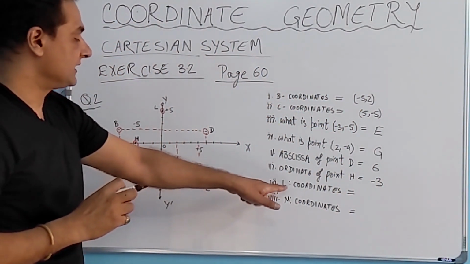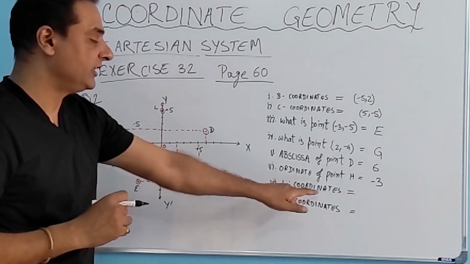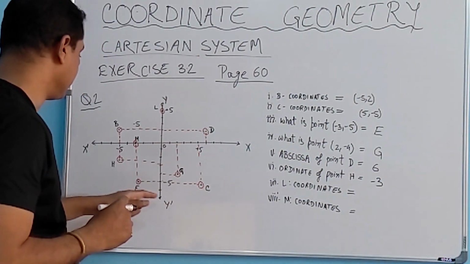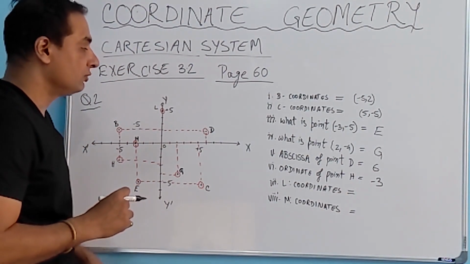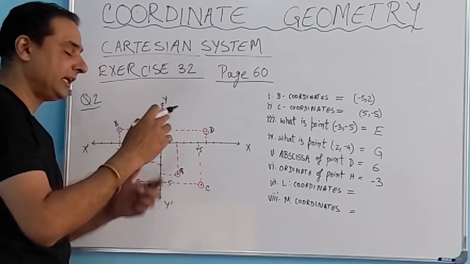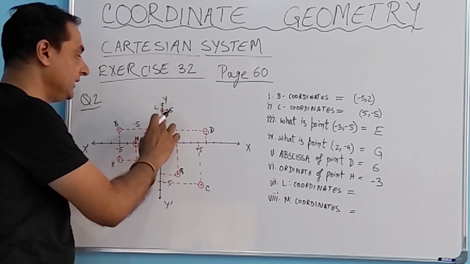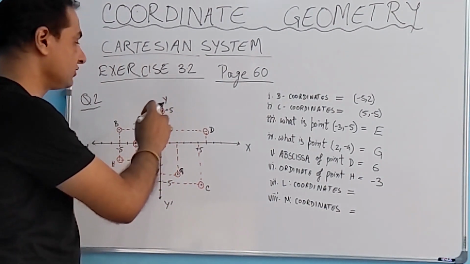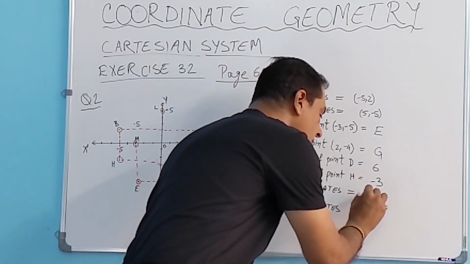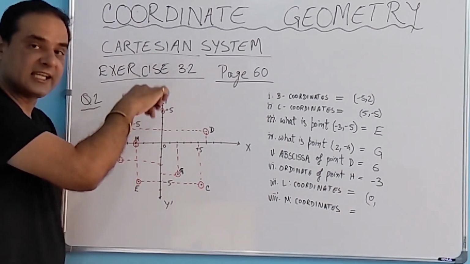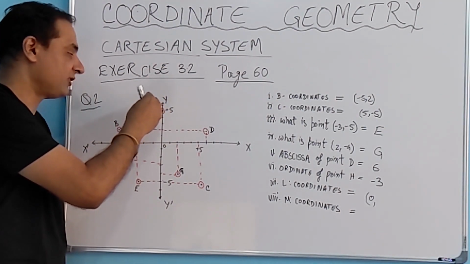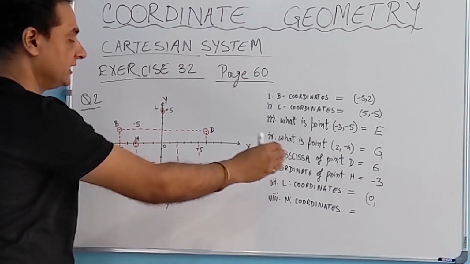Now we are again asked the question for point L. We need to identify the coordinates. So let's locate where point L is over here. It's here. So coordinates for point L: the x coordinate, since it lies on the y-axis, is going to be 0. So we can say the perpendicular distance from the y-axis is 0. So the x coordinate is 0.